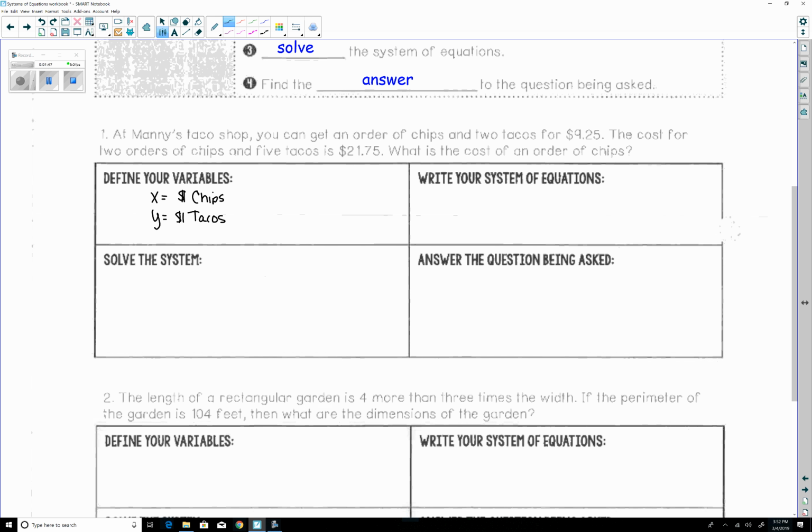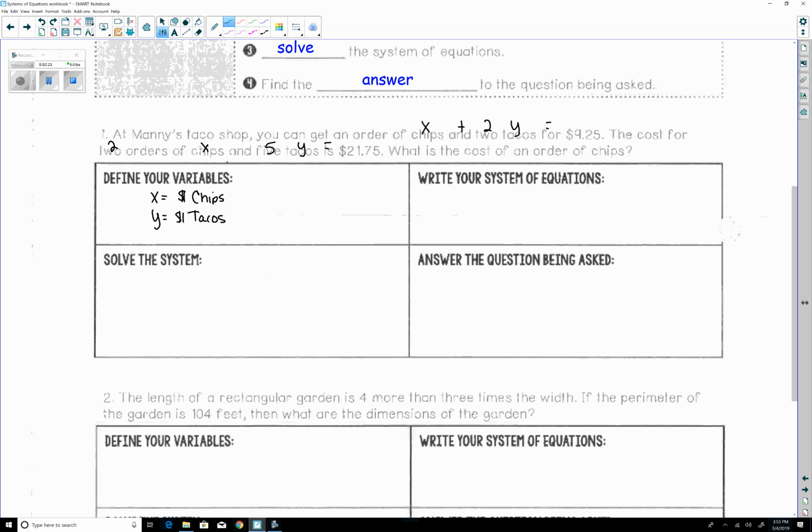Okay, so let's go ahead and reread the question, maybe mark our text a little bit. We can get an order of chips, we're calling that our x, and 2 tacos for $9.25. That and would be a plus, right? The cost for 2 orders of chips and 5 tacos is $21.75. Now this looks like a minus sign. It's not a minus sign here. It's a new program and I'm still getting used to it.